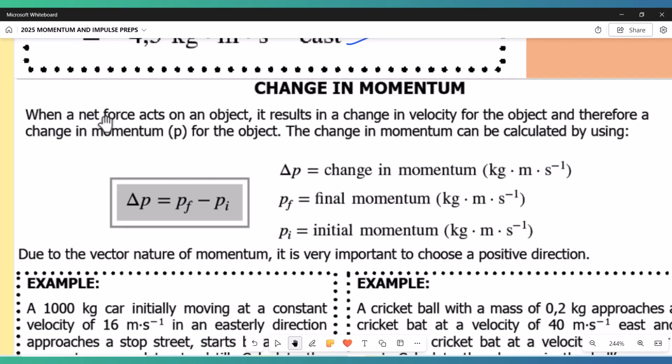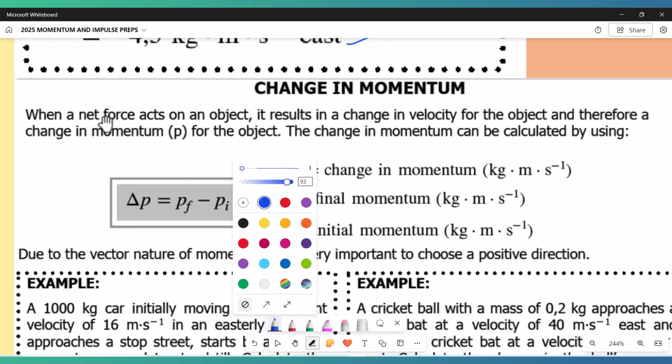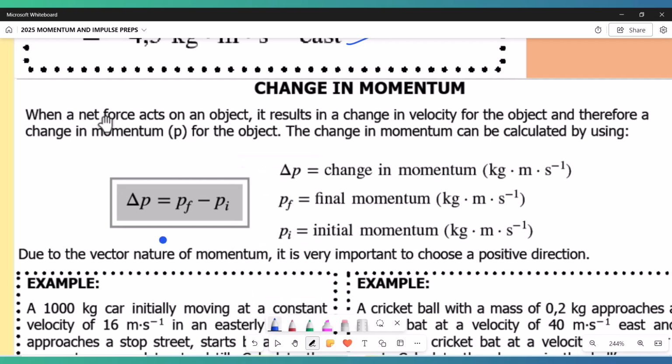I repeat. We're saying that when the net force acts on an object, what happens? It results in what? In a change in the velocity of the object and therefore what? A change in momentum of the object. So momentum is going to change because we have got a change in the velocity.